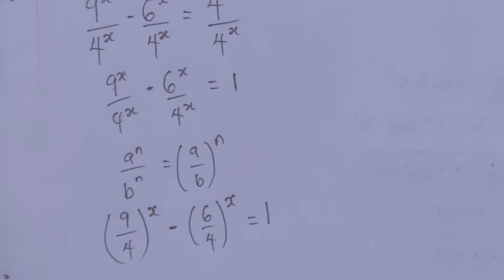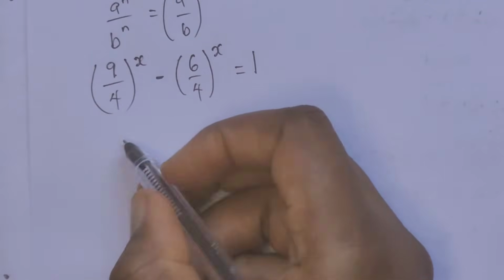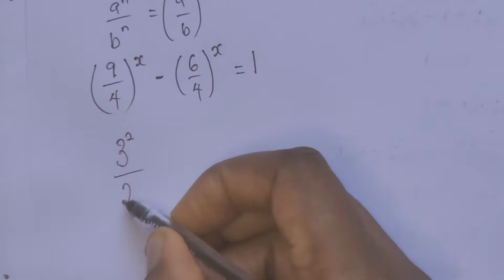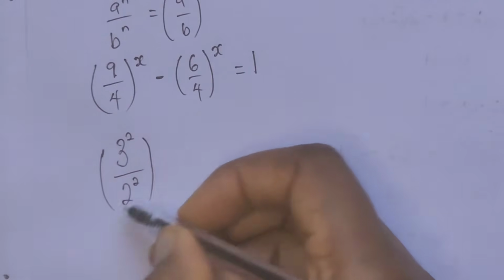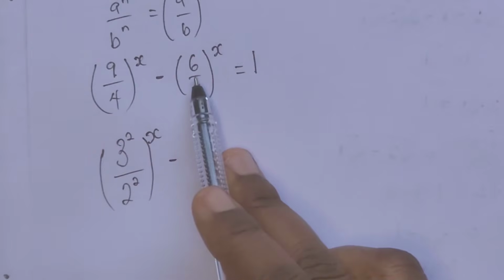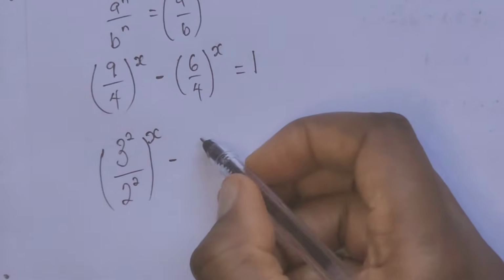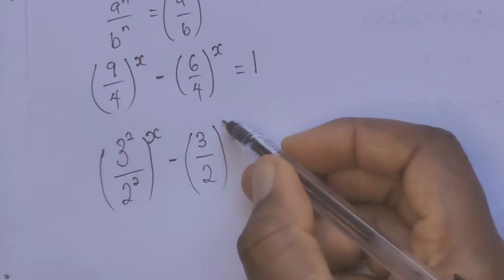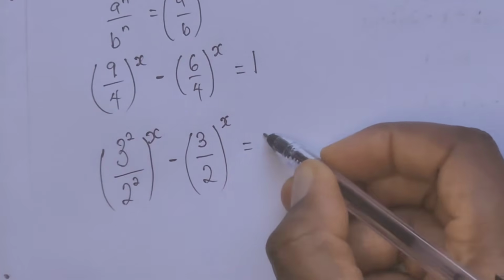So the index form of 9 is 3 to the power of 2. While writing 4 in index form, we have 2 to the power of 2, further raised to the power of x. Minus, we can divide this by 2: 6 divided by 2 we have 3, and 4 divided by 2 we have 2, all to the power of x, which is equal to 1.